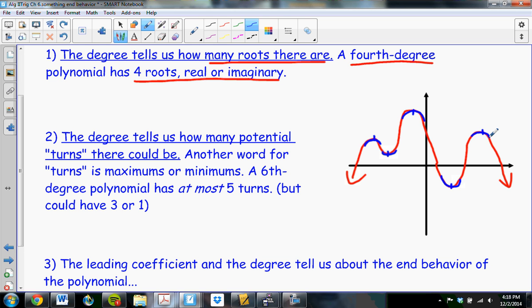A 6th degree polynomial has at most 5 turns. It could have 3 turns and it could have 1 turn, but it couldn't have 2 or 4. And so an 11th degree polynomial could have 10, 8, 6, or 2 turns. It couldn't actually have 0 turns. It could have 2.